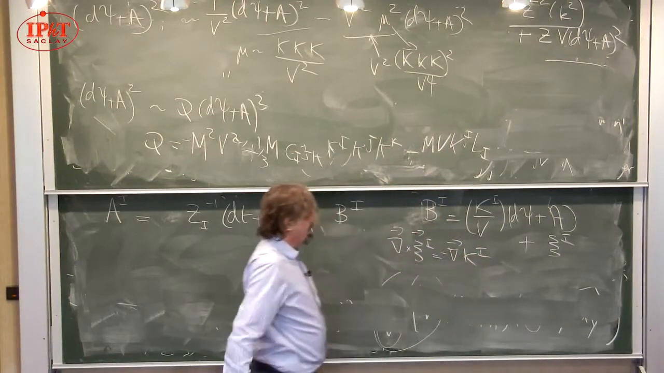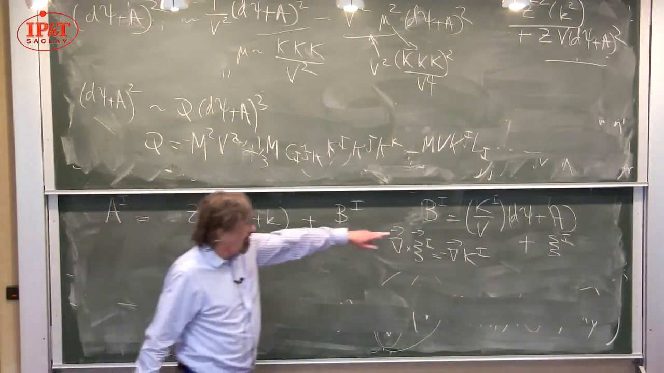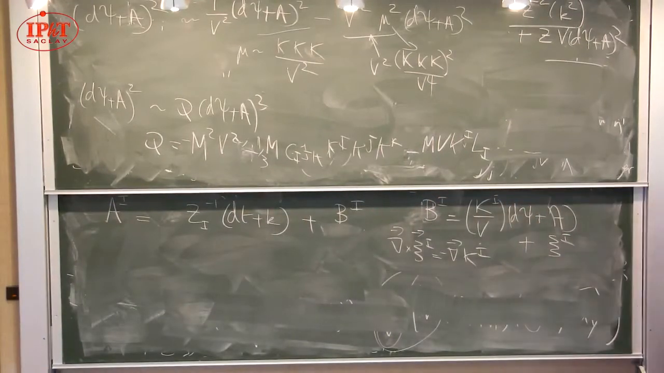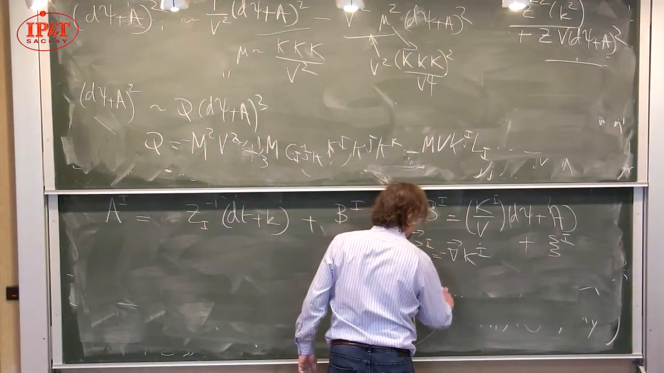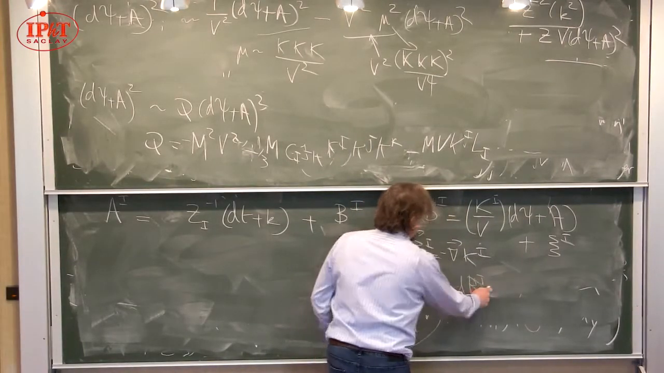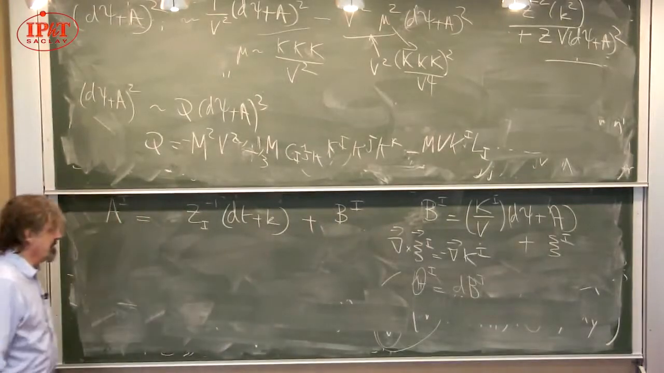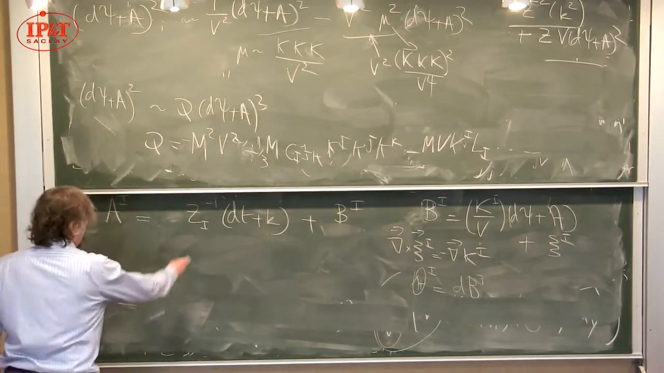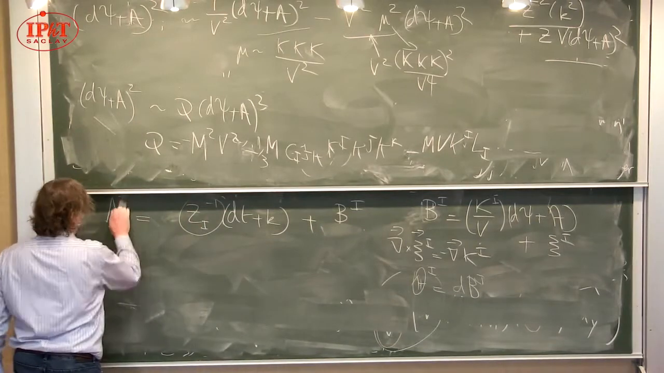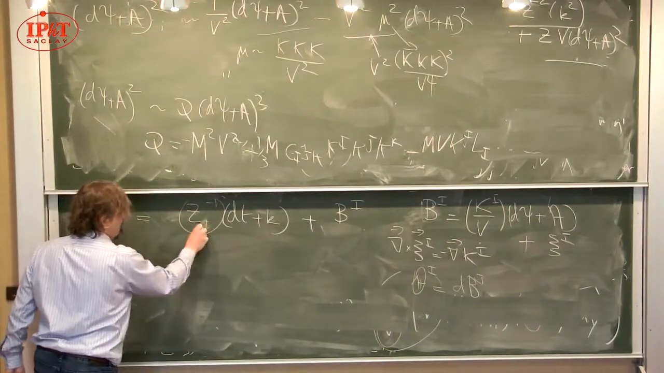So this part's fine. But look, here's the horrible thing. When v goes to 0, this magnetic flux is going through the roof, and theta is even worse. It's got the derivative of this thing. So this thing's horribly singular at v equals 0. What rescues you is this. How does it come about? Z_I, let's just do 1, A^1. This is Z_1, and this is B^1.